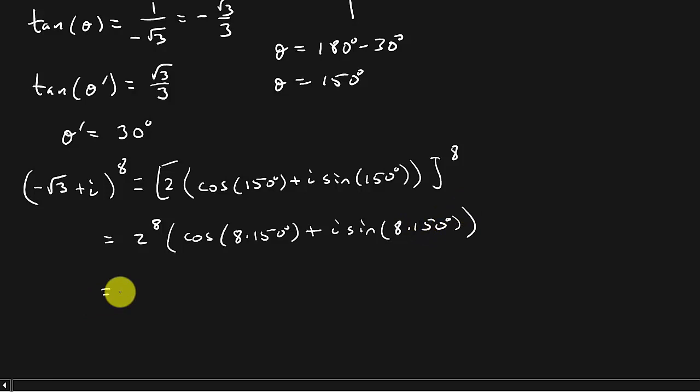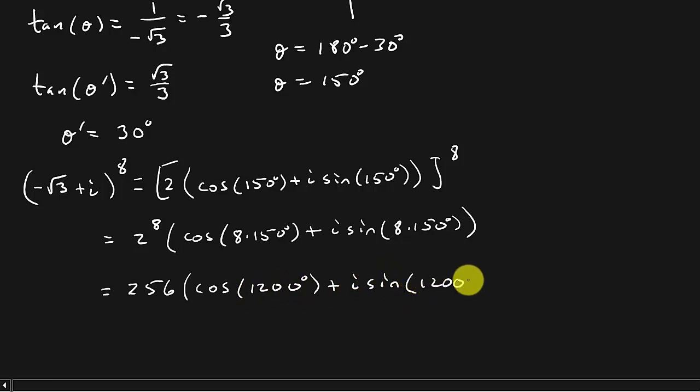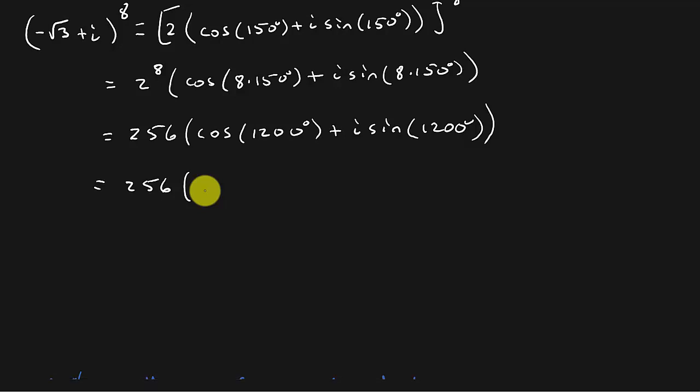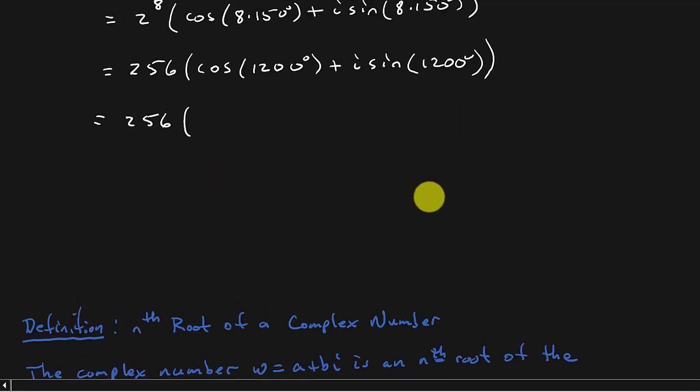And let's see, 2 to the 8th is 256 times cosine, and 8 times 150 is 1200, plus i sine of 1200. All right, so this is going to be 256 times, so now we've got to find the sine and cosine of 1200 degrees. So remember how to do this.